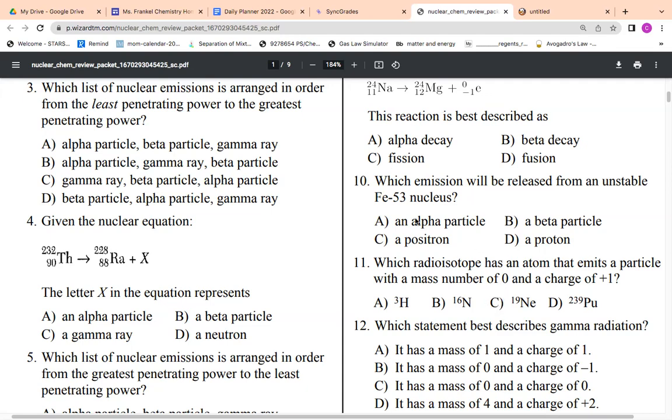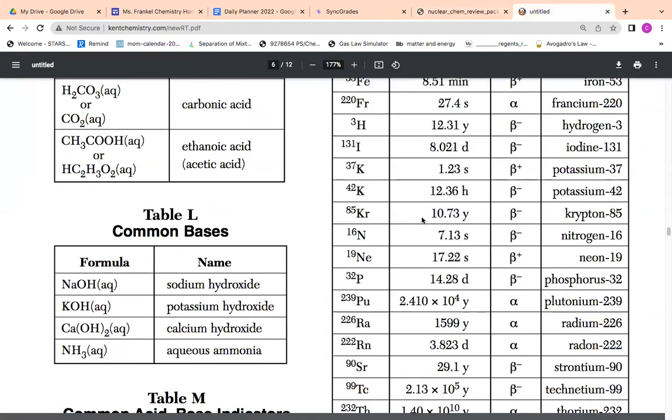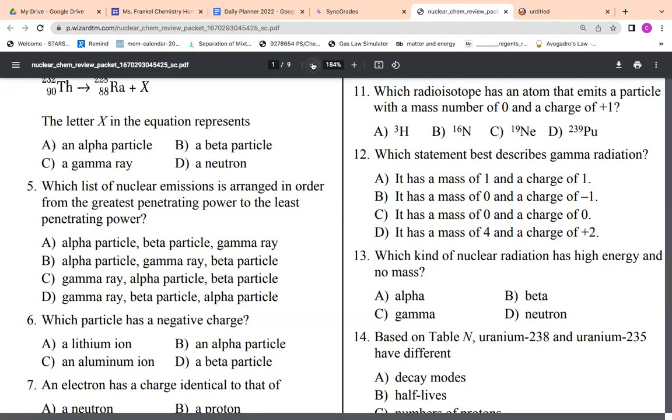All right, next one. Number 12, which statement best describes gamma radiation? If you can't remember, again, use your reference table. It's here to help you. Gamma radiation has no mass right here at the top, and also has no charge. Okay, so let's take a look at these options. Mass of 1, no, doesn't work. It's got no mass. So it's really between B and C because D also says that it has a mass of 4. This is describing an alpha particle.